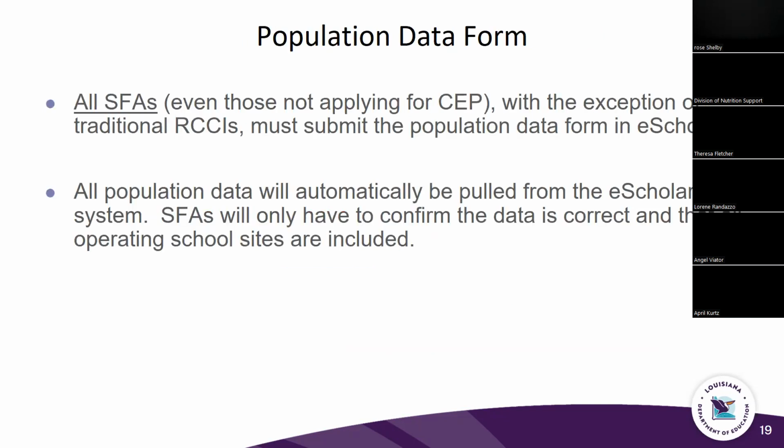Okay, so population data form. All school food authorities, even those not applying for CEP, with the exception of traditional RCCIs, must submit the population data form in eScholar to the state agency at the site level no later than April 15th each year. All population data will automatically be pulled from the eScholar system. SFAs will only have to confirm the data is correct and that all operating school sites are included.